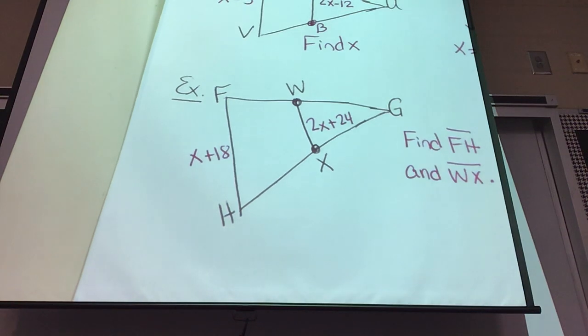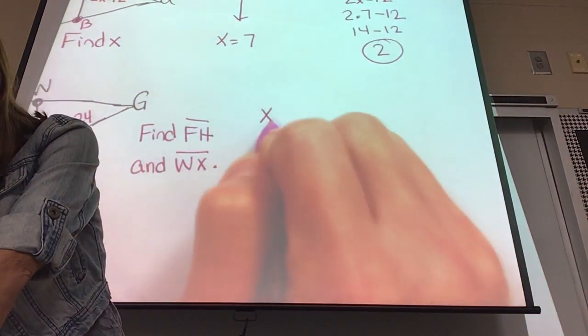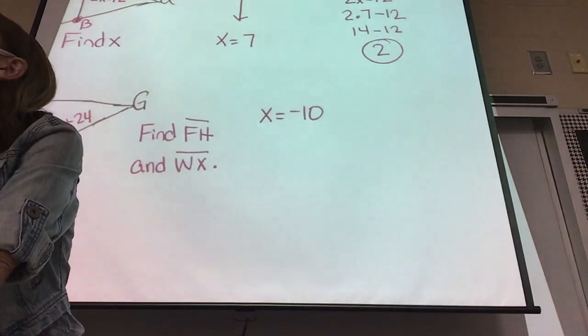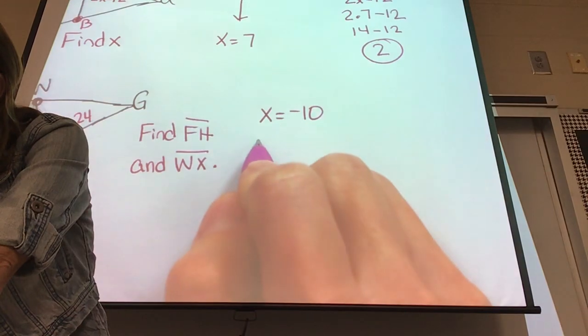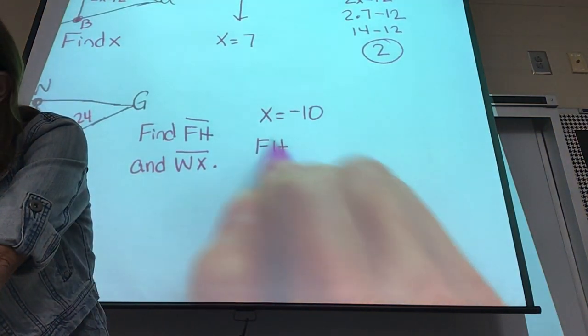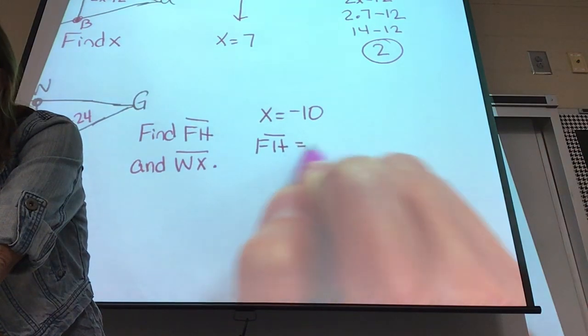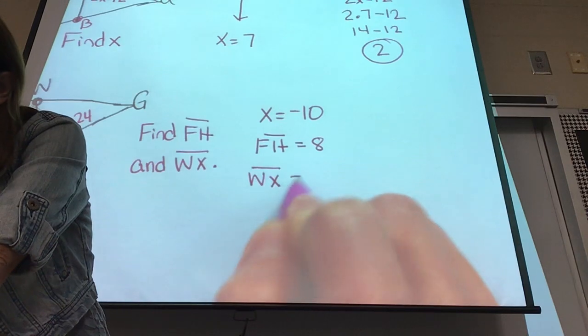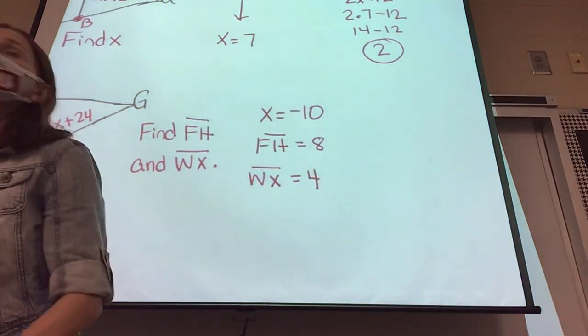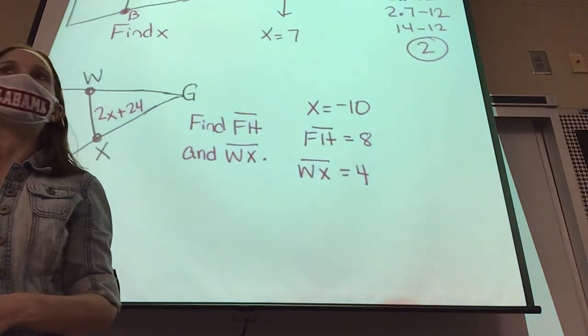Okay, we should have answers. First of all, what was x? x should have been negative 10. So if we did this correctly, we should have found out that x equaled negative 10. If we plug that back in, we should have found out that FH was what? 8. And then we should have found out that WX was what? 4. So these are the three that you should have.